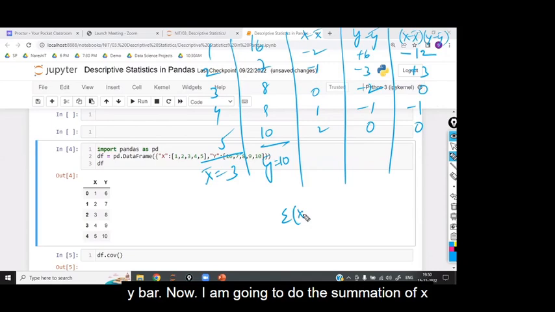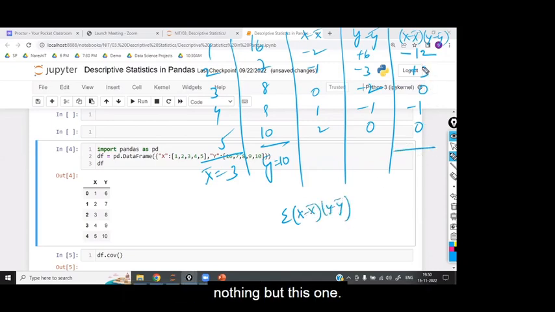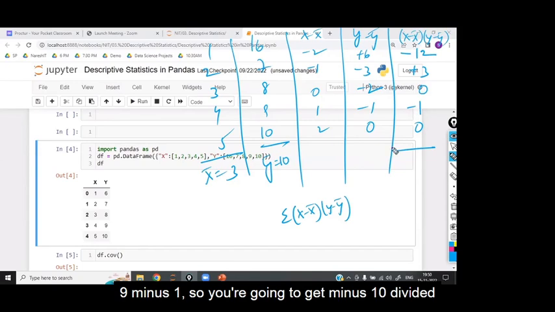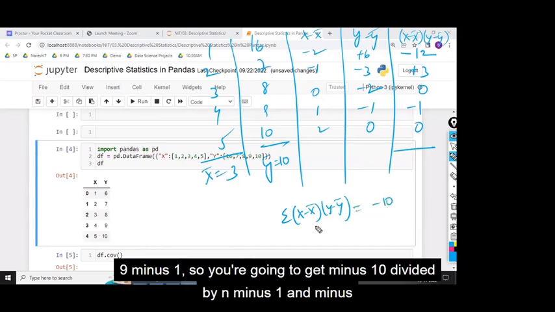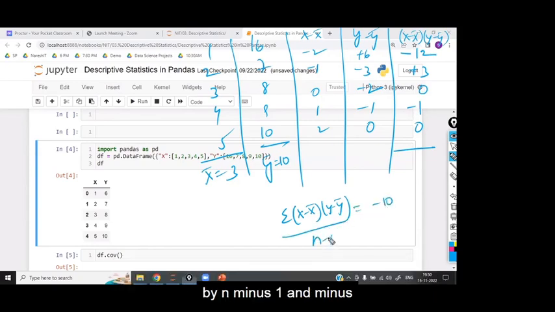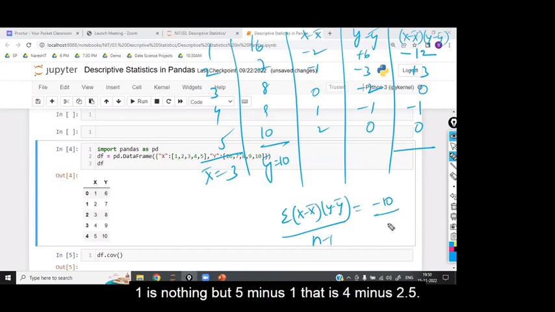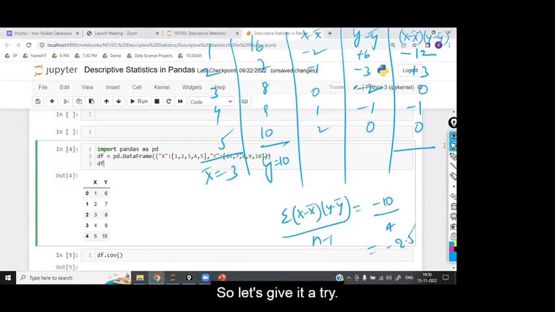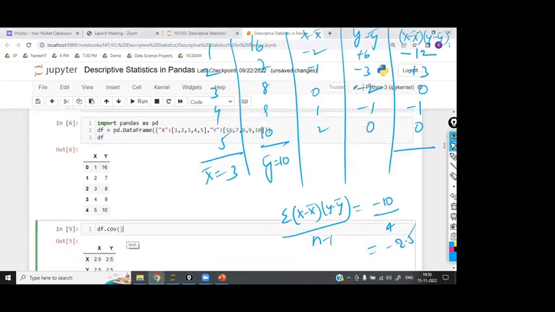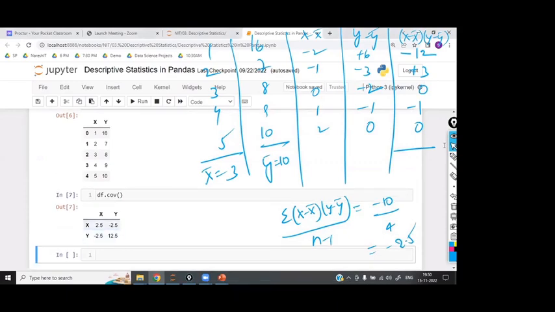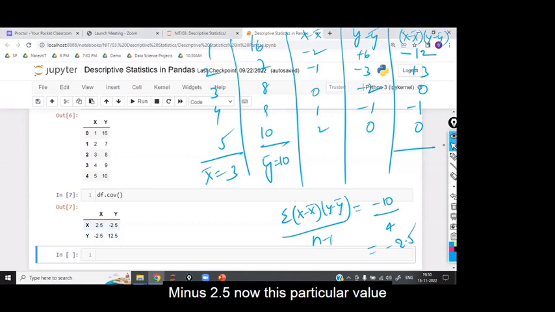Now I'm going to do the summation of x minus x bar into y minus y bar. That sum is minus 12 plus 3, minus 9, minus 9, minus 1. So you're going to get minus 10. Divide by n minus 1. N minus 1 is nothing but 5 minus 1, that is 4. Minus 10 by 4 is minus 2.5.